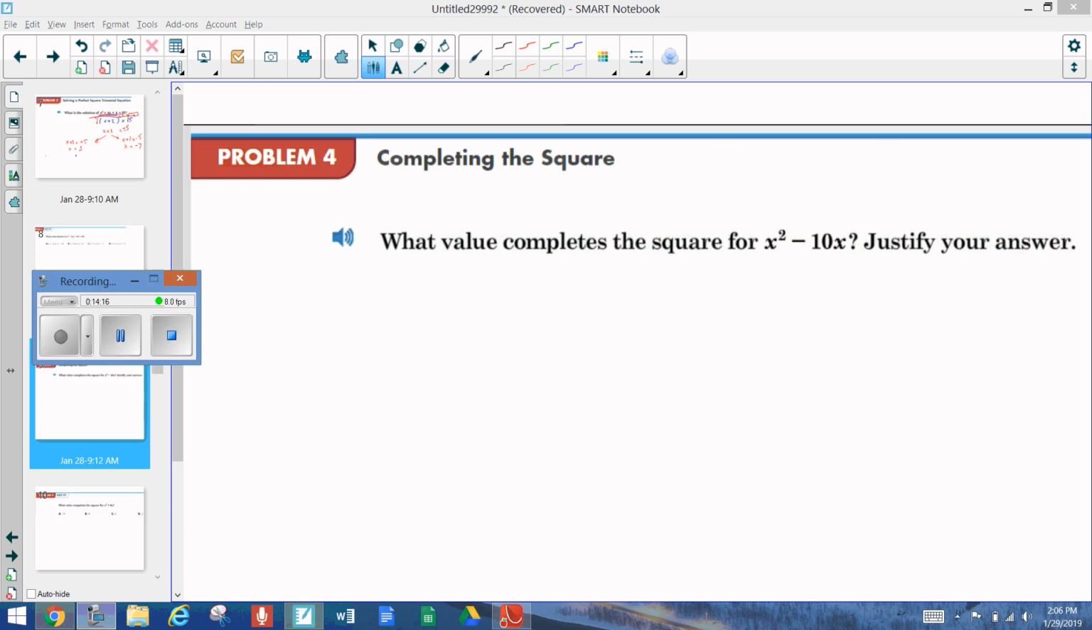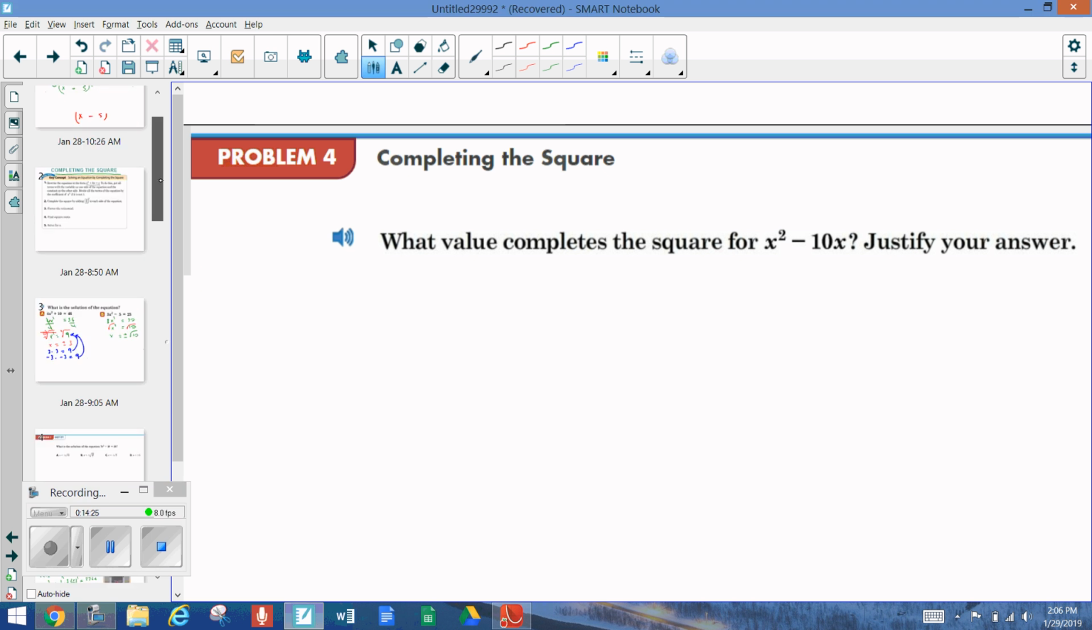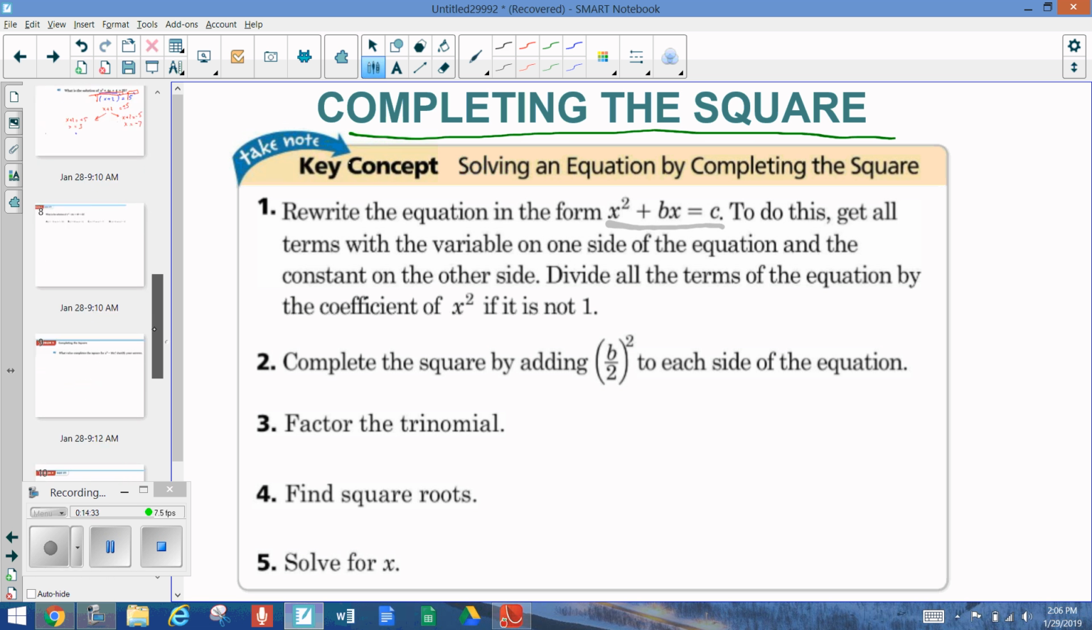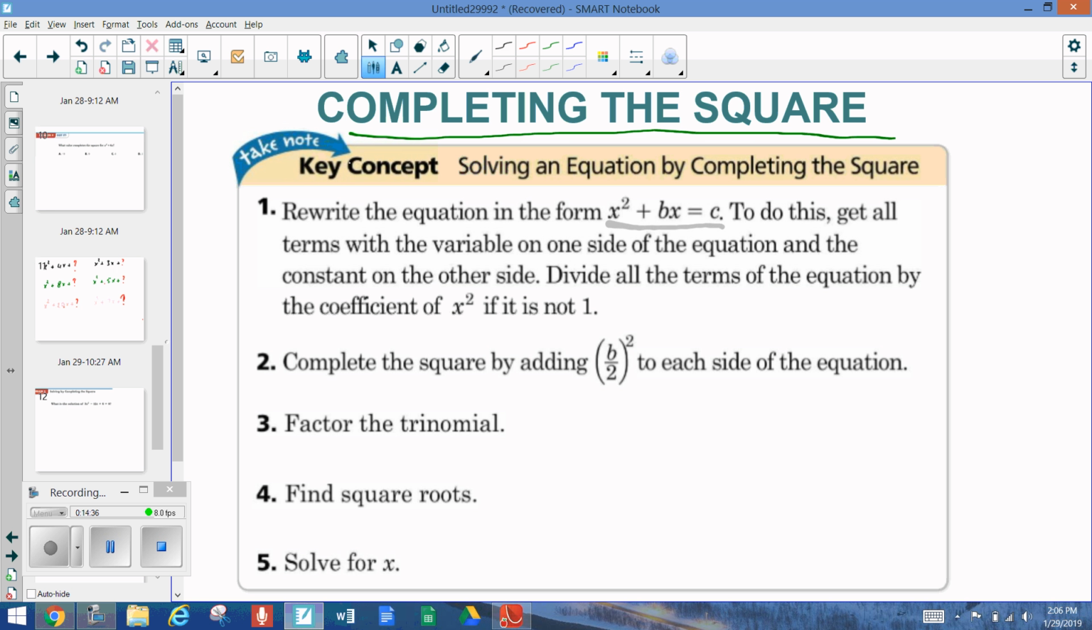After all of those introductions, you can start learning completing the square. It's pretty simple. You may refer to the notes you have taken here. We're going to apply those steps, but it's not that complicated. Let me explain why and how we're going to do that.